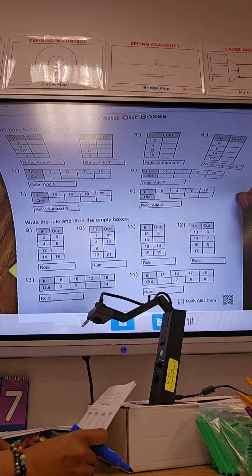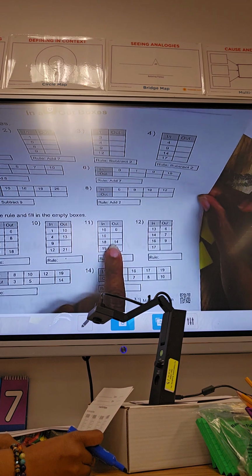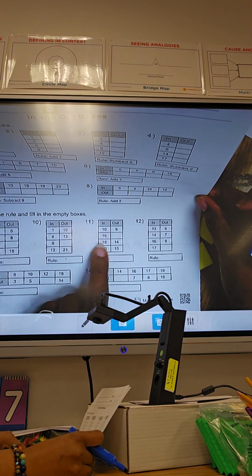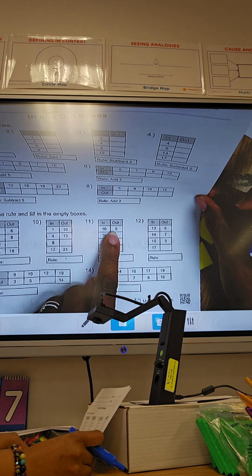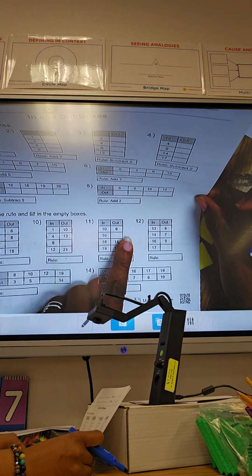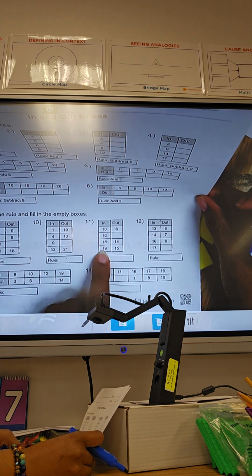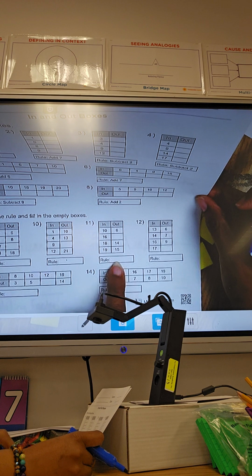Okay? Sometimes the rule is subtract. They have to know that. This is 10 minus something. Same thing here. So it looks like subtract 4. 10 minus what is 6? 10 minus 4. 16 minus 4 is 12. 18 minus 4 is 14. 19 minus 4 is 15. Make sure they put the rule there.